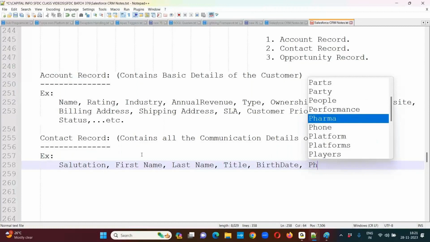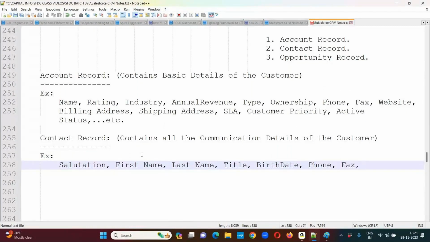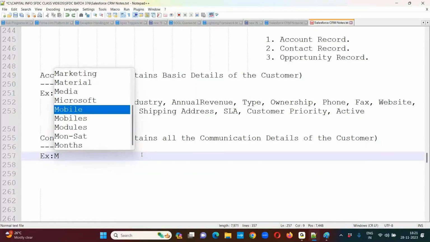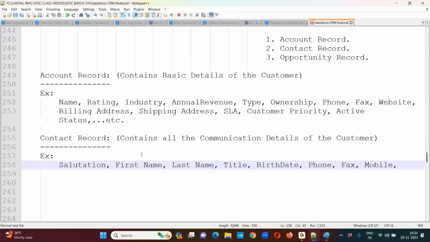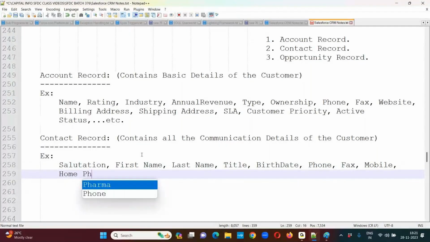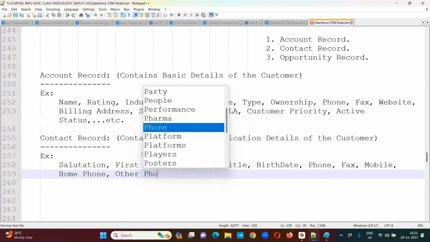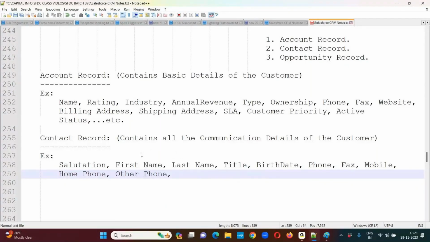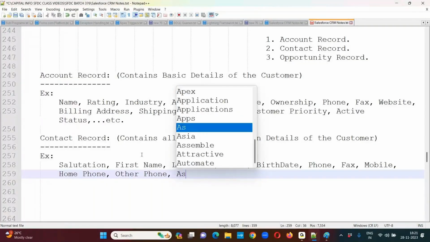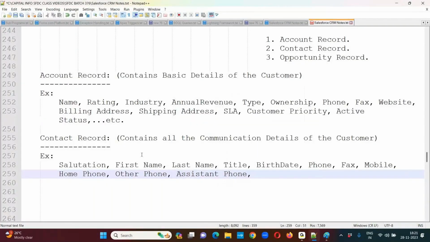Okay, now the next one: phone number of the customer, fax number, mobile number, home phone number, and other phone. If he has any other phones, we can collect the other phone number of the customer also. Suppose the customer is a VIP person, a celebrity or a politician, then they don't carry any mobiles. They will have an assistant, and if you want to communicate with them, we have to communicate over that assistant. So the assistant phone number, and the email ID also.